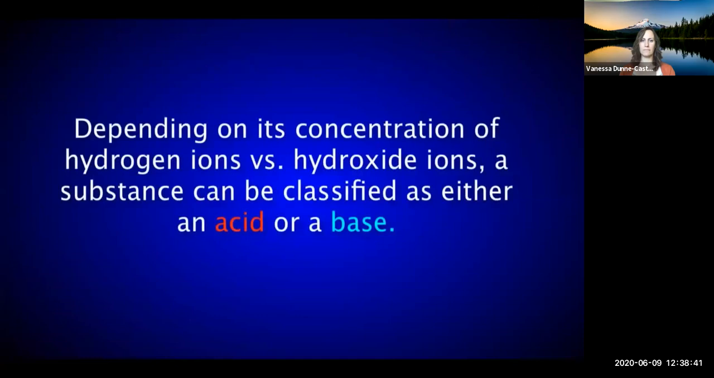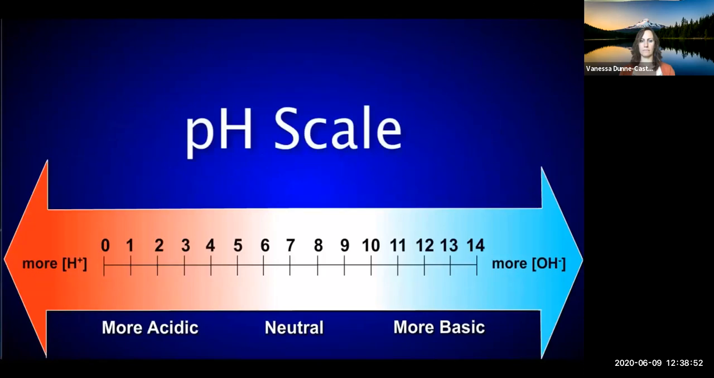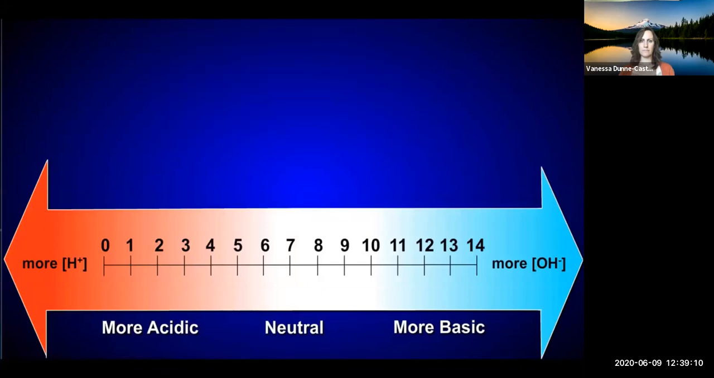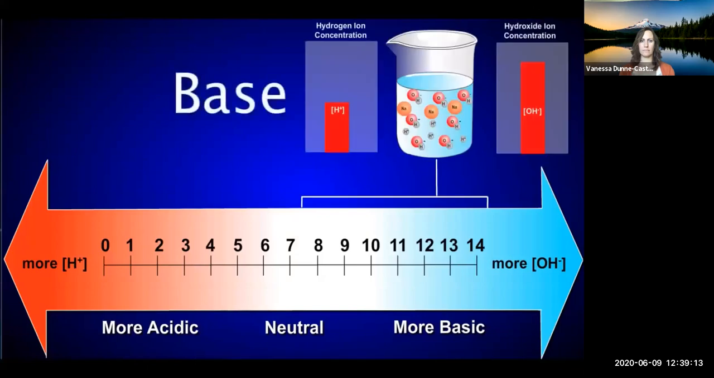Depending on its concentration of hydrogen ions versus hydroxide ions, a substance can be classified as either an acid or a base. The pH scale measures how acidic or how basic a substance is. It ranges from 0 to 14, with 7 being neutral. When a substance has a pH of 7, like water does, it releases an equal concentration of hydrogen and hydroxide ions. When a substance has a pH of greater than 7, it's classified as a base and releases a greater concentration of hydroxide ions. The more hydroxide ions that are released, the more basic the substance is.